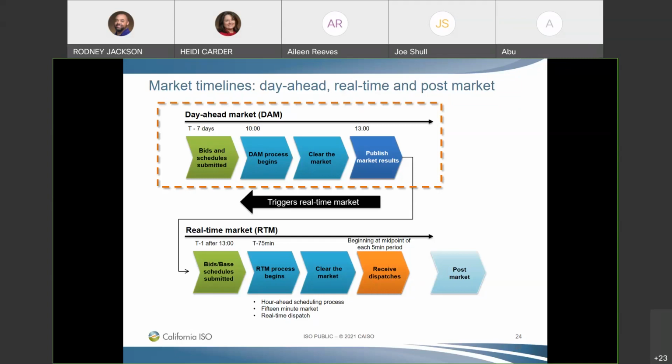Now, when the day-ahead market is published, this triggers the opening of the real-time market. So now bids are once again submitted along with the base schedules from our EIM participants. Market processes run, bids clear the market, and dispatch orders are received and sent. The market is then settled in our post-market process. So let's talk a little bit further, get down one step lower to make sure we understand that.